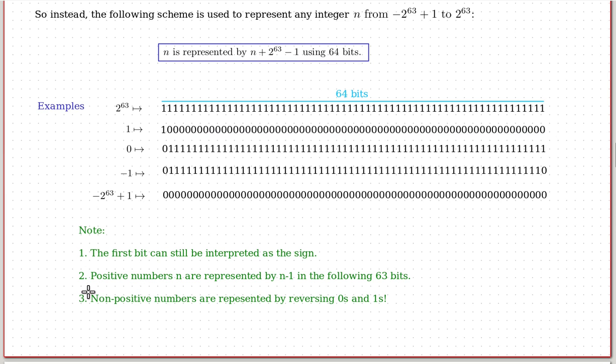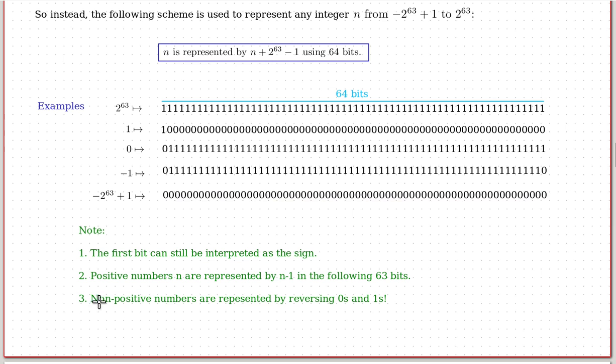And then here's another peculiarity. Non-positive numbers are represented by reversing the zeros and ones. So, for example, negative 2 to the 63rd, well, it's a negative number, so the first bit should be 0 to say it's not a positive number. Positive 2 to the 63rd minus 1 would be all ones. So because this is a negative number, you reverse the zeros and ones, and it's all zeros.